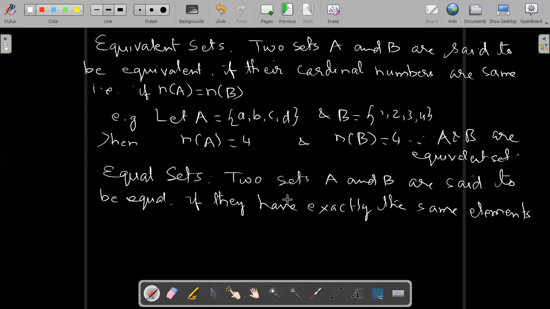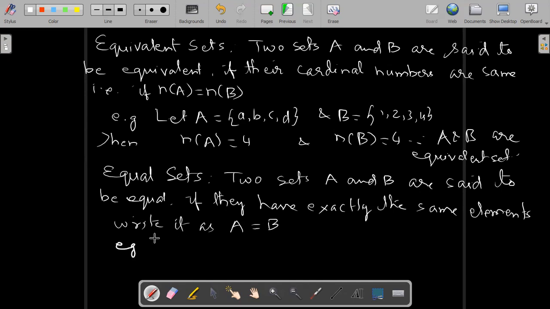And two sets are said to be unequal if we write A is not equal to B. Here we cannot write A equals B for equivalent sets. For equal sets, we can write it.